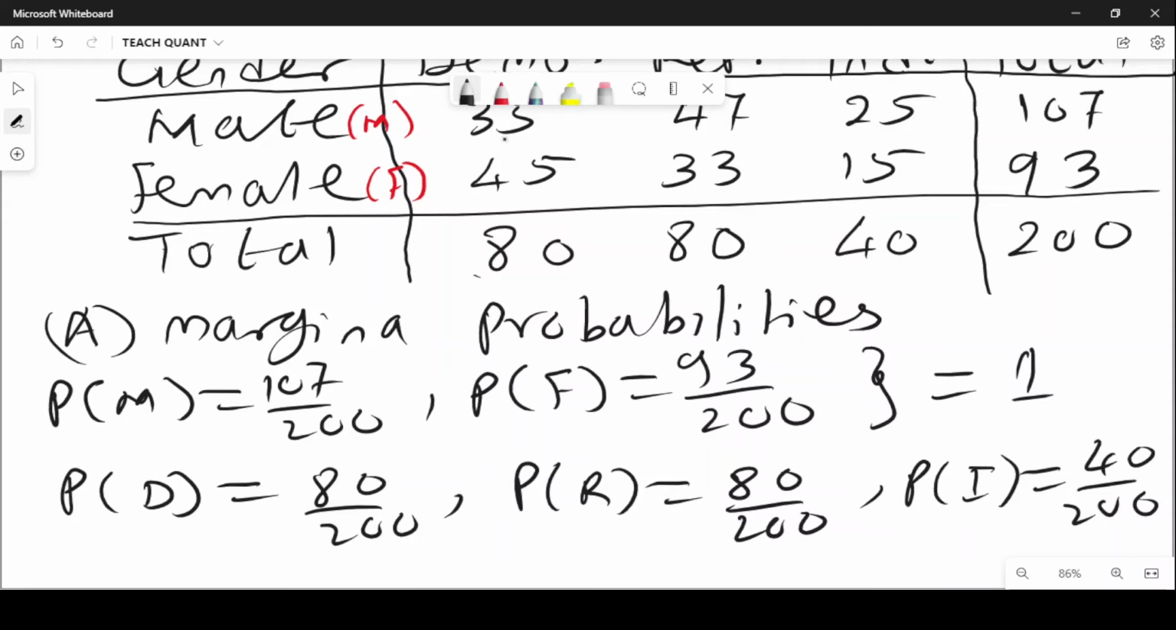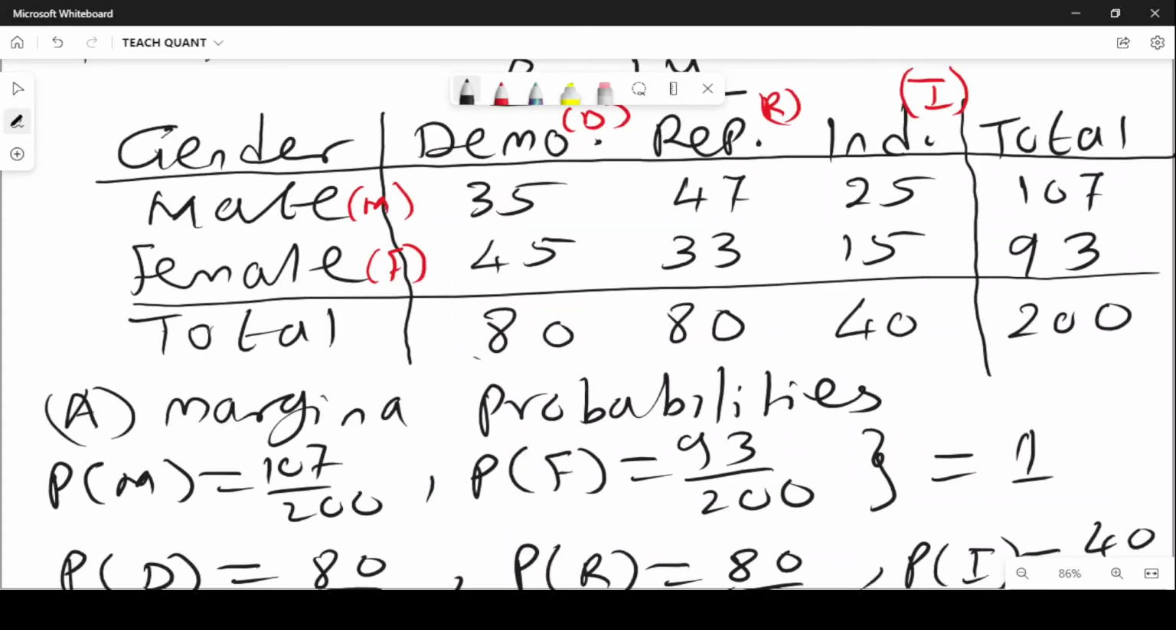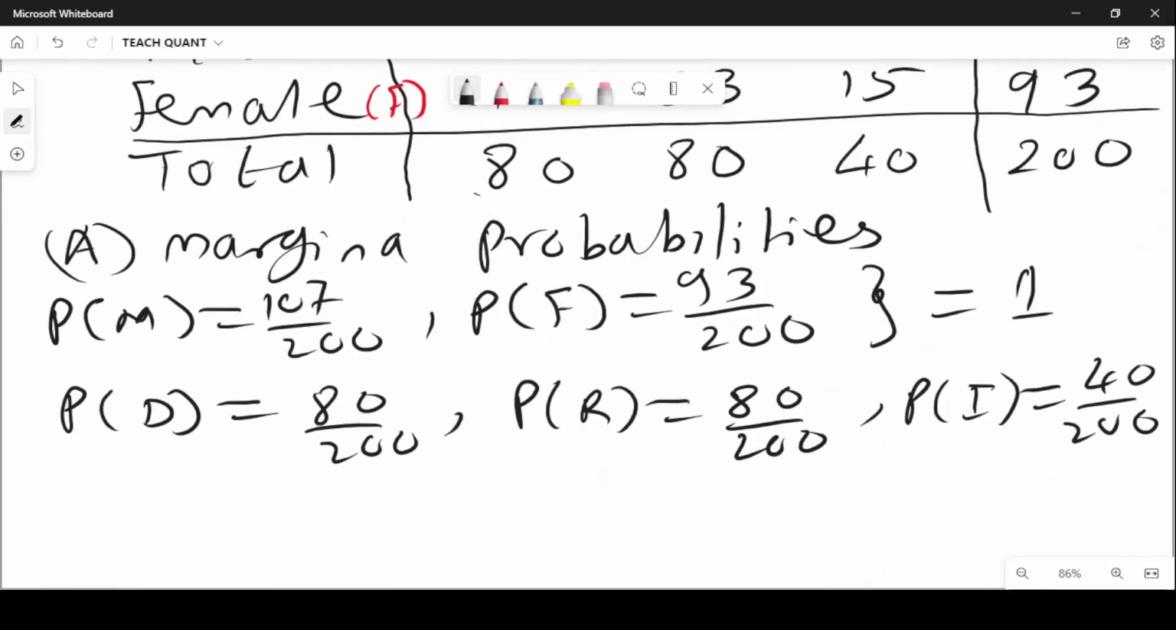But now the values on the inside, 35, 45, 47, 33, 25, and 15, are what we call the joint. Why is it joint and these are marginal? These are individuals: this is male only, this is female, this is D, this is R, and this is I. But for these values inside, for example, 35 is the intersection between being a male and being a Democrat. 47 is the intersection between being a male and a Republican, and 25 is being a male and an independent. So that's why they are joint, and that's where we use the intersection.